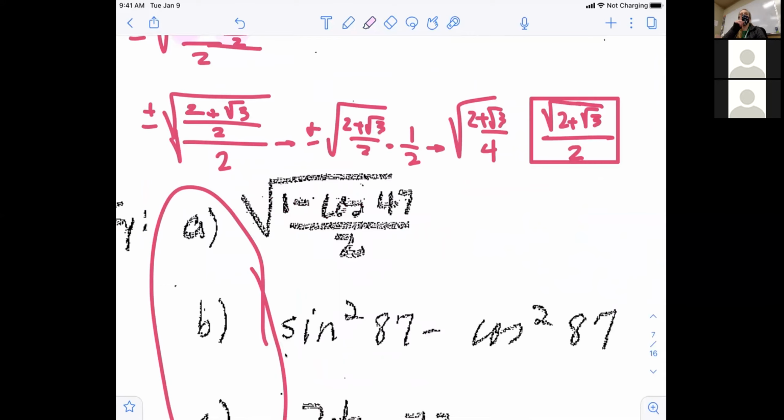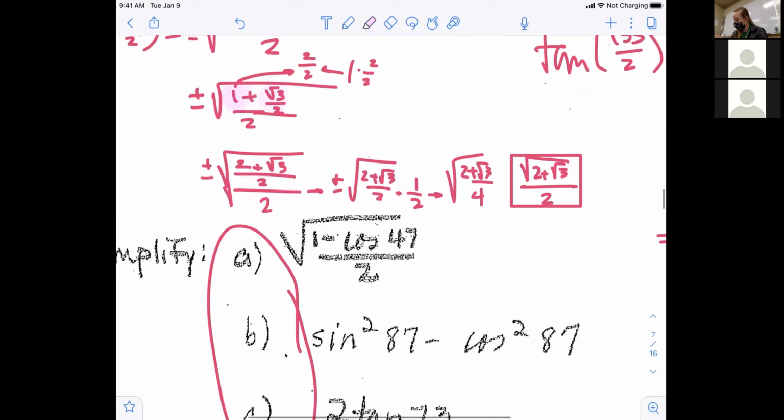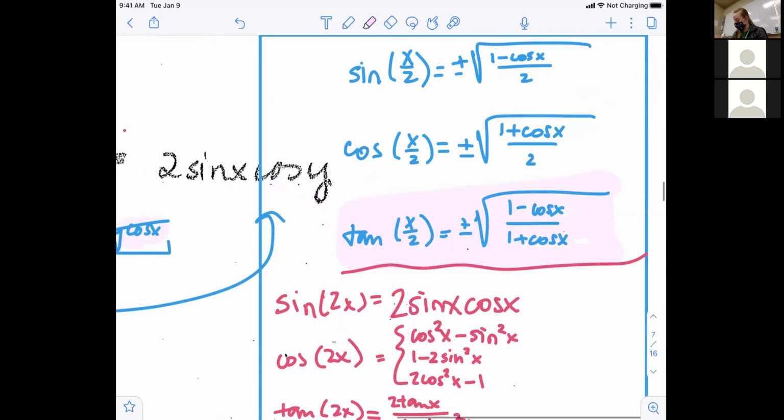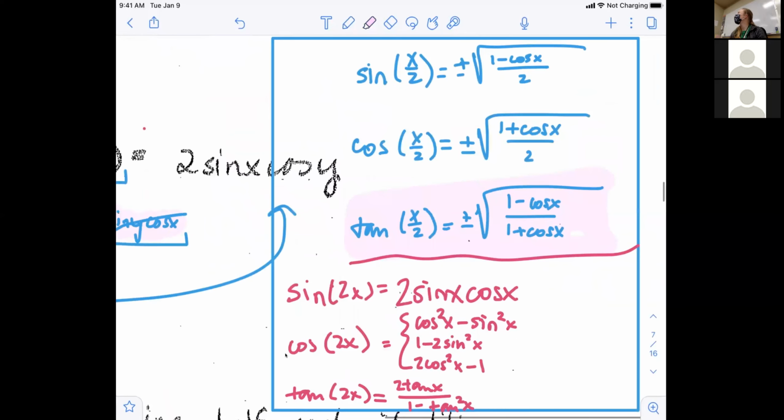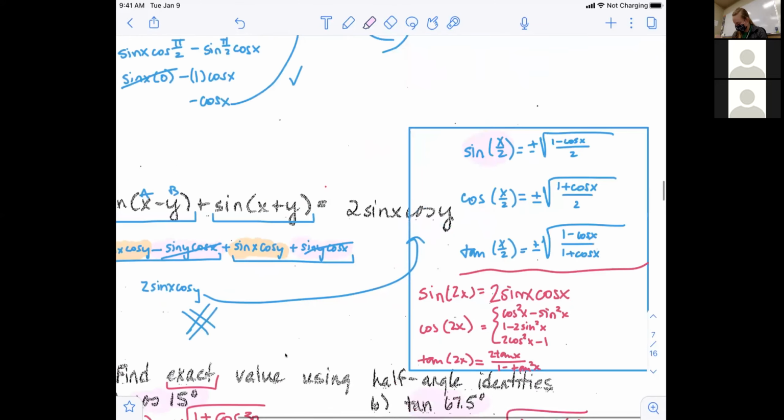Does that look like one of the half angles or one of the double angles? One of the half angles, right? All the half angles have those square roots, so it's one of those. Which one specifically is it? If it was 1 minus cosine of 47 over 2. Sine, very good. So it's going to be sine of an angle divided by 2.